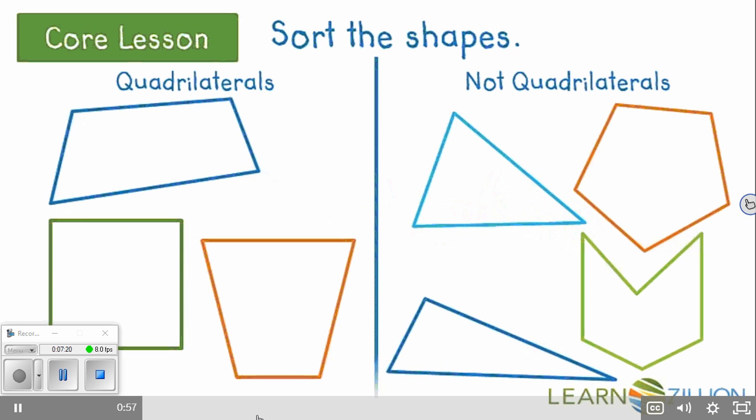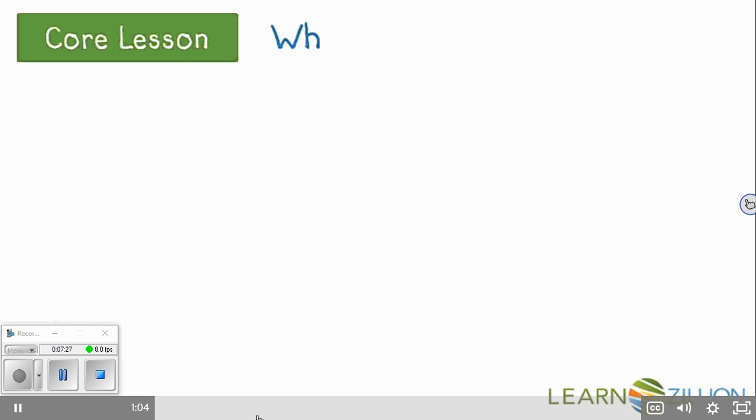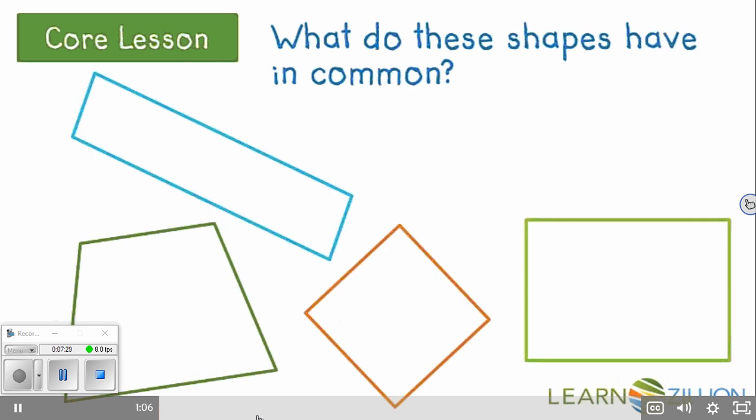Now let's draw a line down the center. All of the shapes on the left are quadrilaterals. All of the shapes on the right are not. Take a look at these shapes. What do all of these shapes have in common?